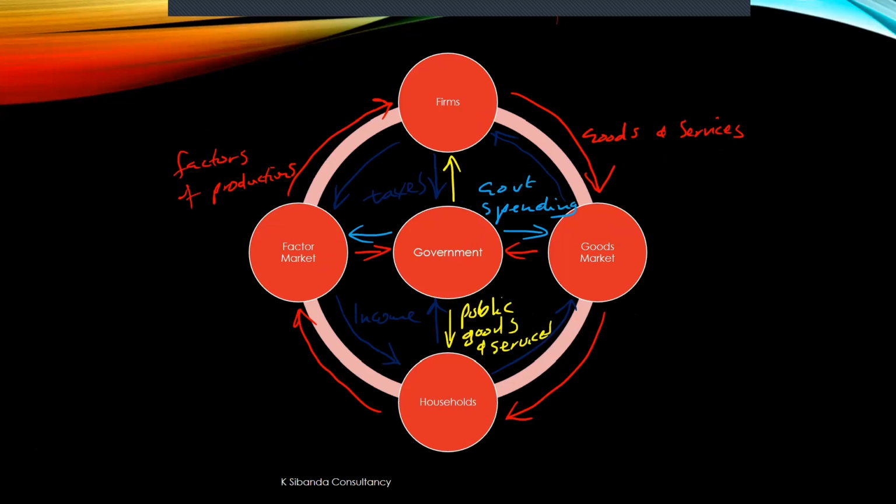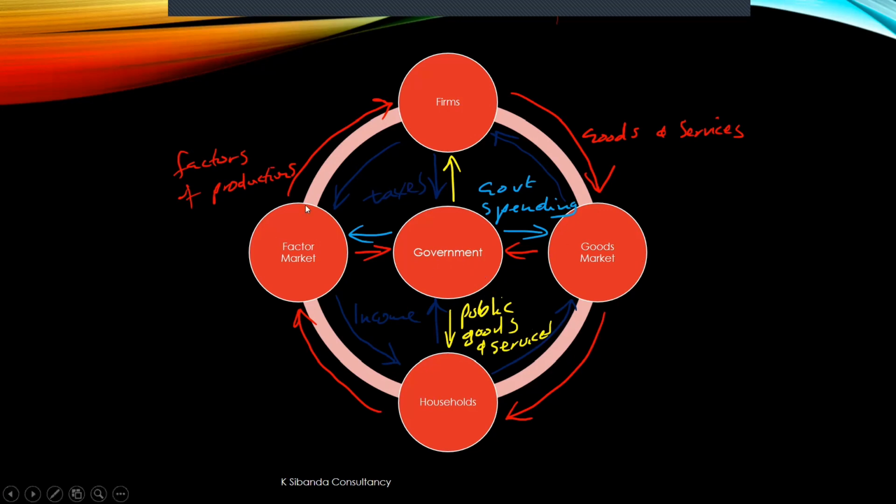Like I mentioned earlier, the government sometimes can also be a producer. It can supply goods and services. We've got a lot of public entities, a lot of companies that are owned by the government, where the government has a substantial amount of shares, and those firms or companies provide goods and services to the goods market.